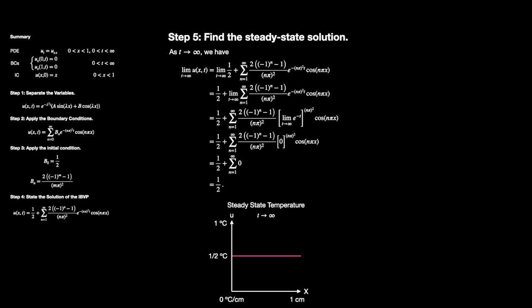And then with the algebra of limits, we can move the limit operator into the series and eventually move it into the exponential function. And since this function is well known to us, the limit is equal to 0, that means that all the terms in this series are equal to 0, which means that the series evaluates to 0, and therefore the steady state solution must be 1/2 degrees Celsius. Which gives us this graph here, which is that eventually, as t goes to infinity, the temperature profile will be a constant 1/2 degrees Celsius across the entire rod.